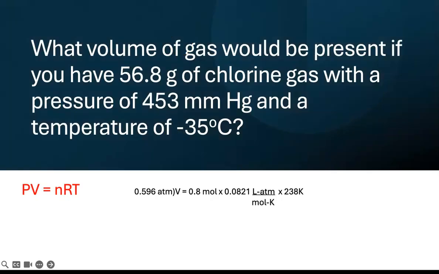Now, I can do it like this and try to get V by itself. In order to get V by itself, I'm going to do the opposite of what's going on between 0.596 and V. And that 0.596 and V are being multiplied. So the opposite is going to be division. So I'm going to divide both sides by 0.596 atmospheres. And because they're equal, whatever I do to one side, I do need to do to the other side. So again, I'm going to divide by 0.596 atmospheres.